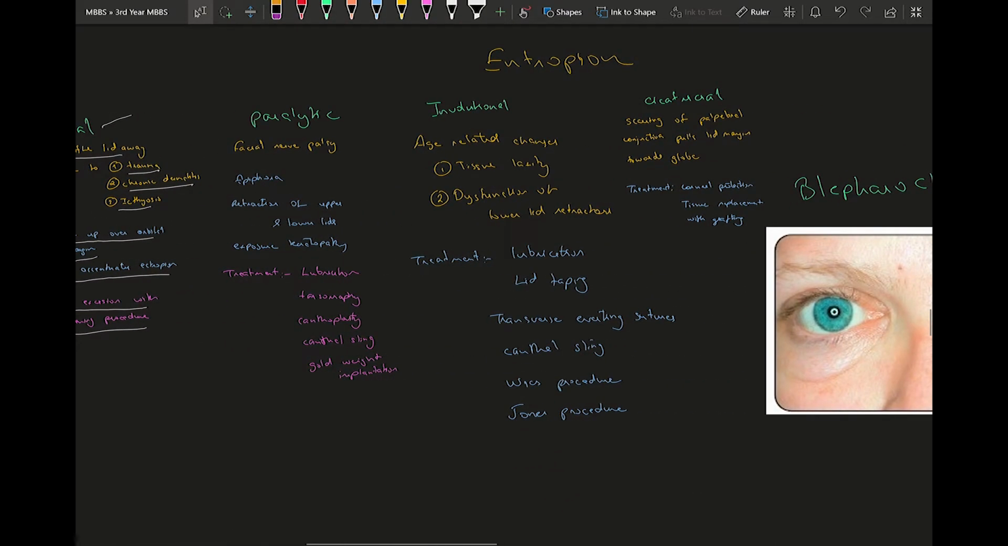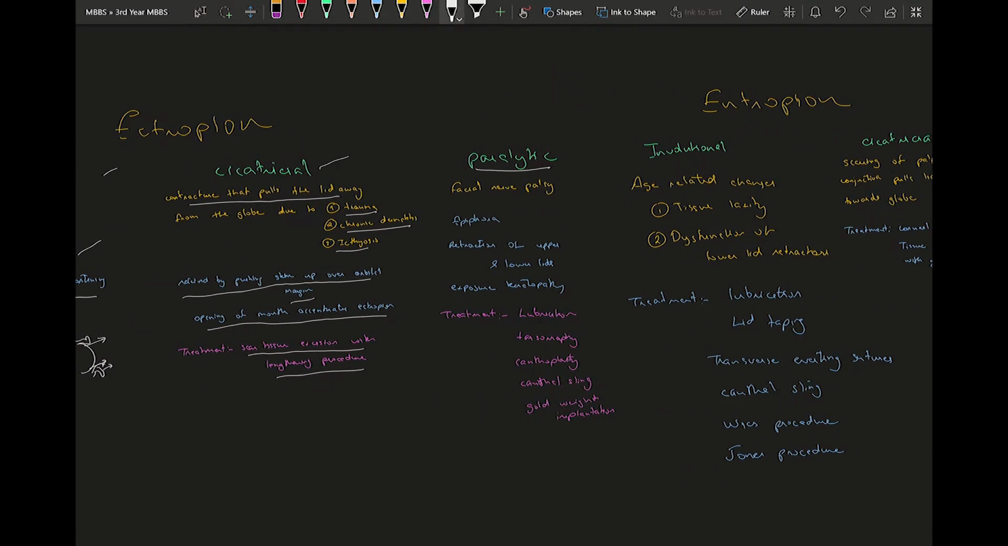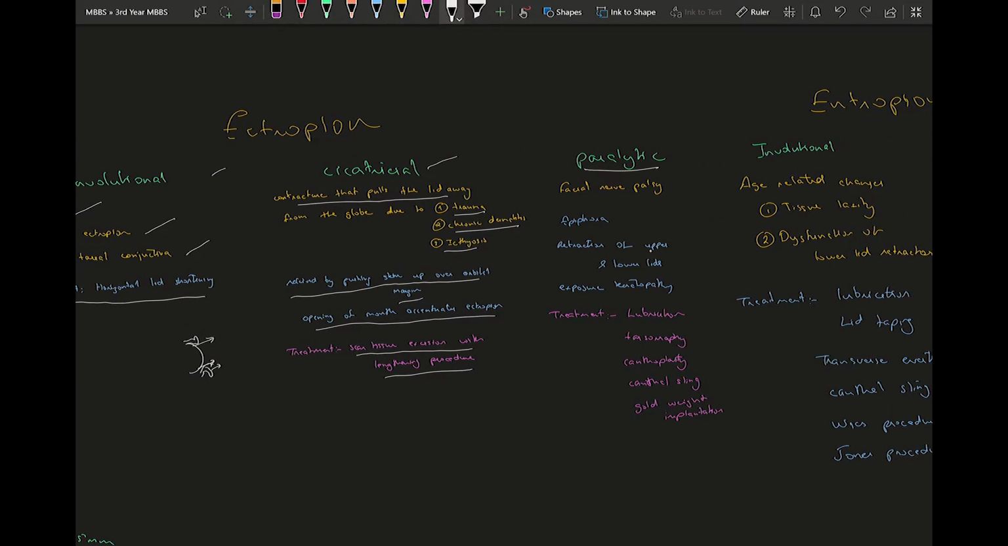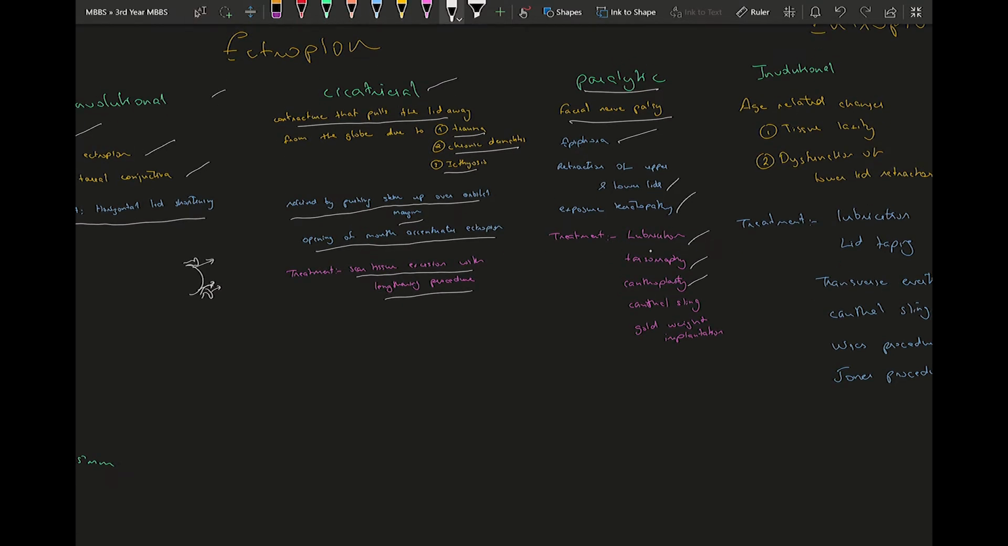Moving on to entropion, but first, there is also paralytic ectropion. I forgot to mention that. It might occur in facial nerve palsy, with the same symptoms: epiphora, retraction of upper and lower lids, and exposure keratopathy. The treatment options are lubrication and tarsorrhaphy, which are your conservative management, while canthoplasty, canthal sling, and gold weight implantation are all surgical methods.